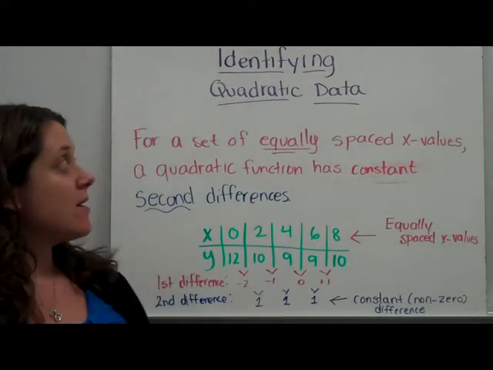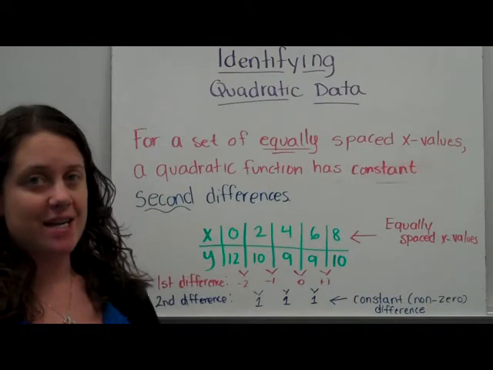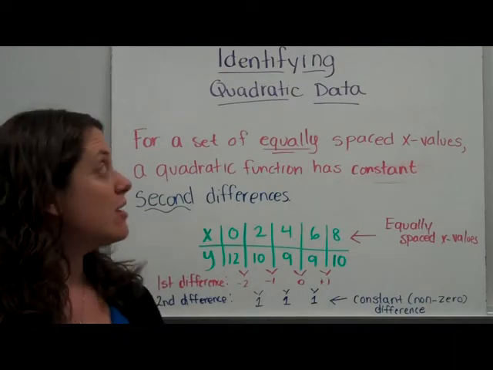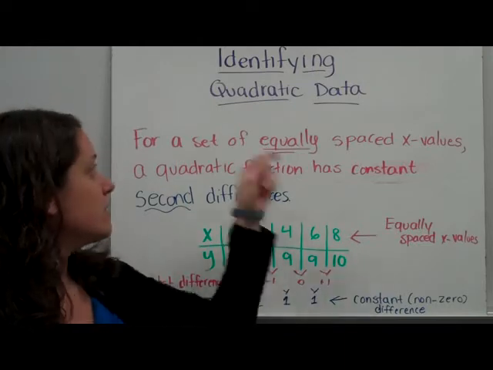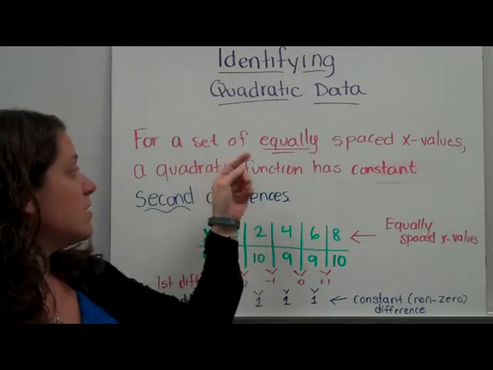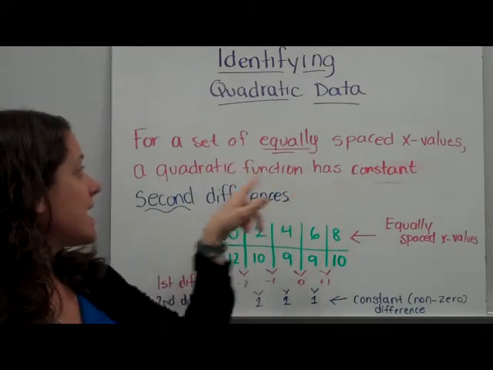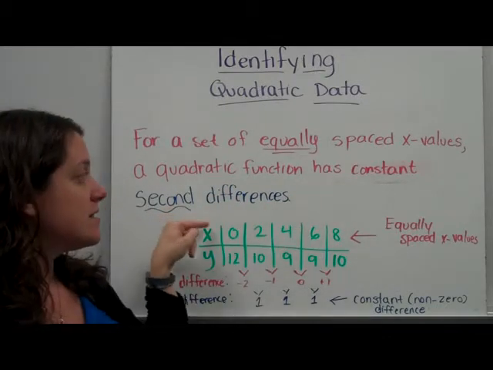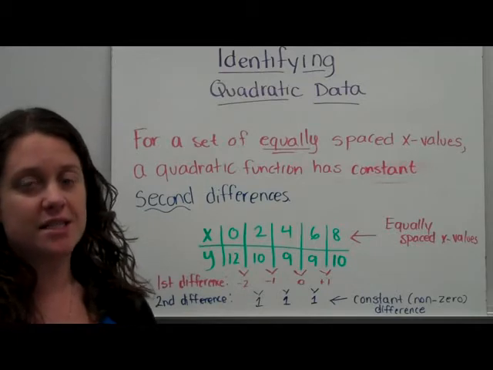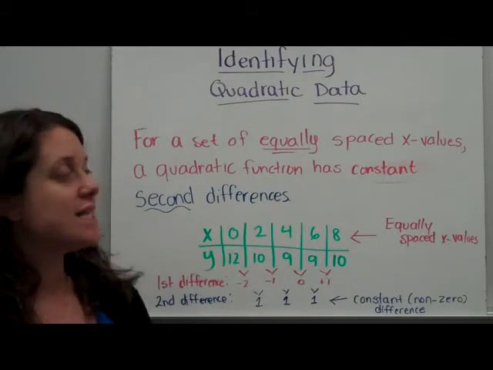So today we're going to talk about identifying quadratic data. Given a data table, how do you know if it is a quadratic function or not? There are going to be some steps. First of all, for a set of equally spaced x values, a quadratic function has constant second differences. Okay, so what does that mean?